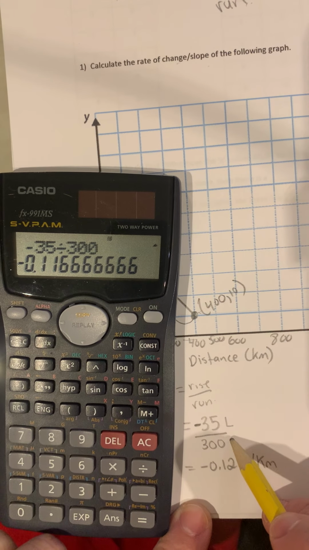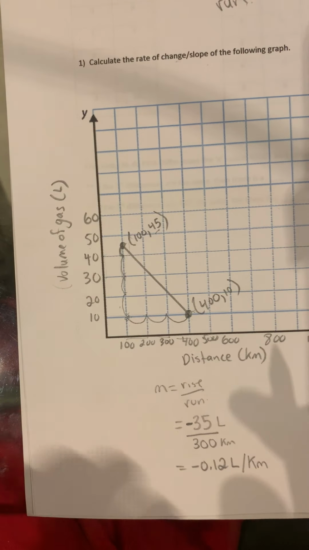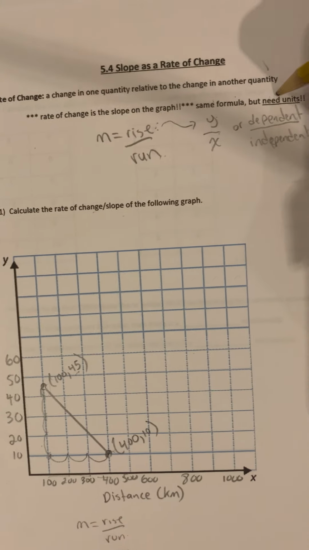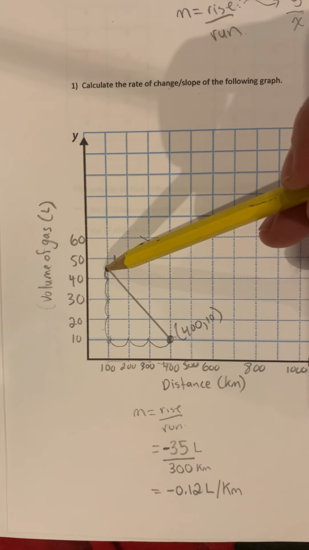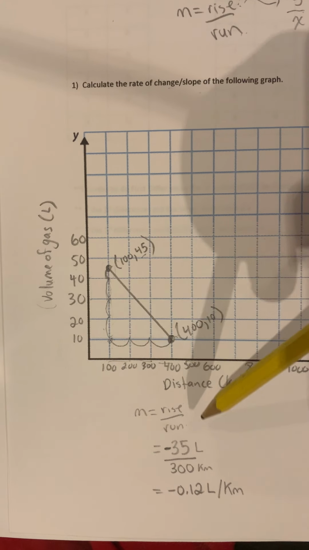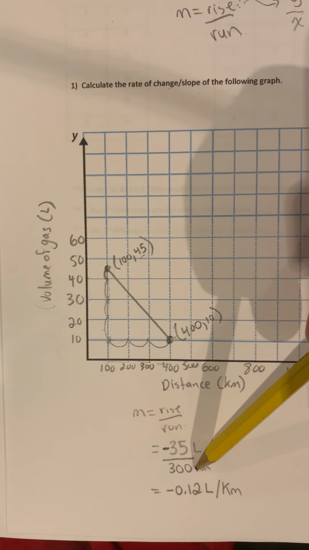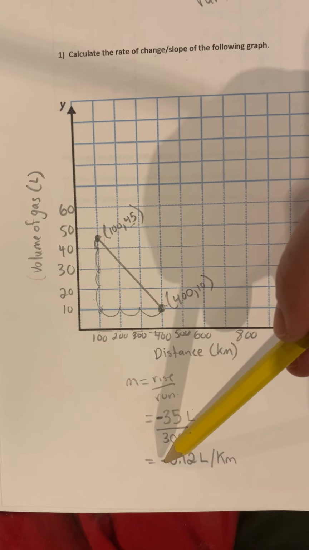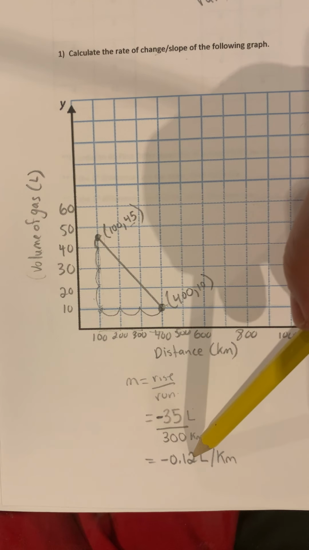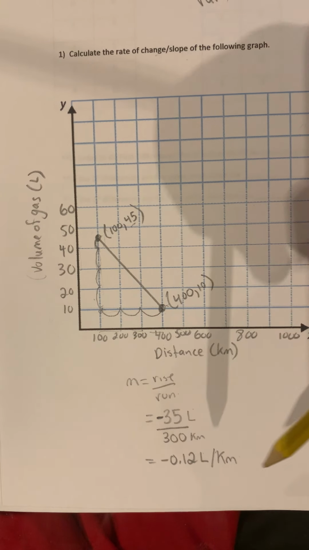So liters per kilometer. Back here, we said it needs units. So your units for rate of change: negative 35 liters, so we decreased 35 liters, and then we went 300 kilometers. If you divide it, it means that you go 0.12, so you lose 0.12 liters per kilometer.